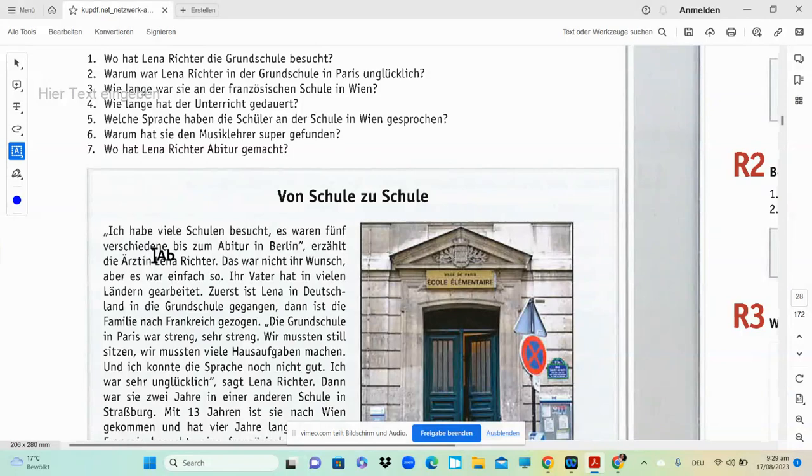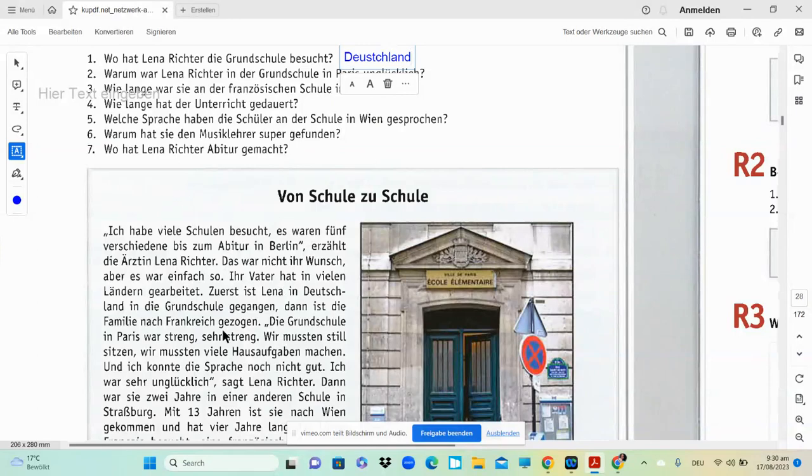Es waren 5 verschiedene bis zum Abitur in Berlin, erzählt die Ärztin Lina Richter. So who's telling this? This is the doctor Lina Richter. Till Abitur in Berlin, she changed around 5 schools. Das war nicht ihr Wunsch. That was not her wish. Aber es war einfach so. But it was just like that. Ihr Vater hat in vielen Ländern gearbeitet. So her father had worked in a lot of countries. Zuerst ist Lina in Deutschland in die Grundschule gegangen. Okay? So she went to Grundschule in Deutschland, you can say.